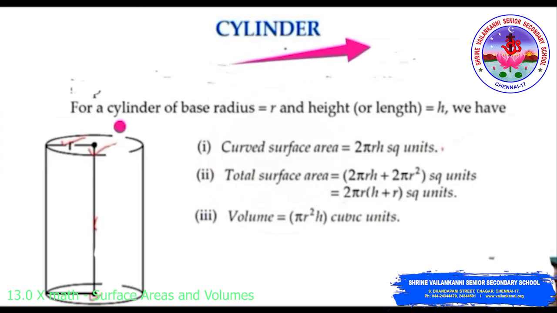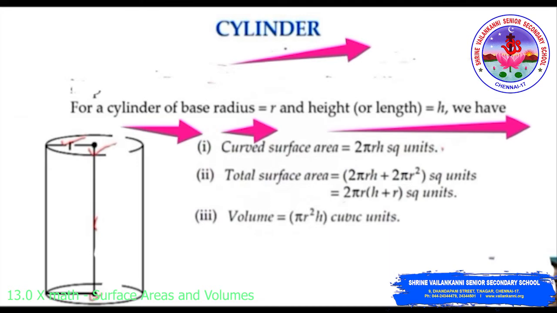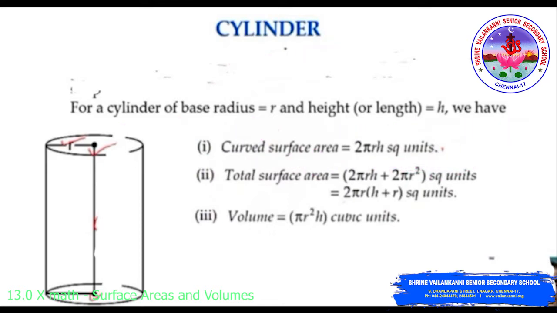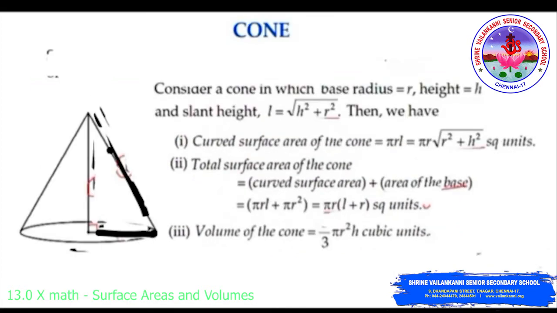Cylinder. For a cylinder of base radius r and height h, the curved surface area of the cylinder is equal to 2πrh square units. Total surface area of a cylinder is equal to 2πrh + 2πr². So taking 2πr commonly outside, I will have 2πr(h + r) square units. Volume of the cylinder is equal to πr²h cubic units.